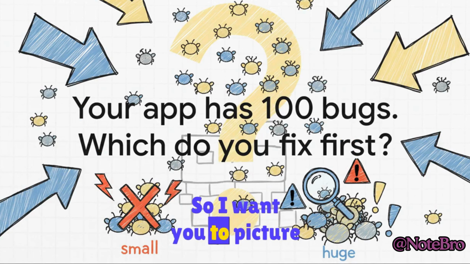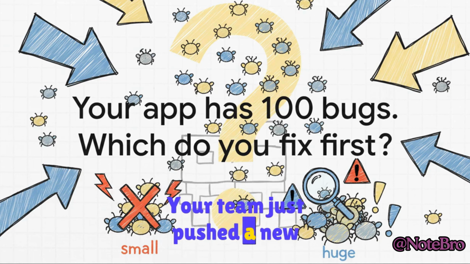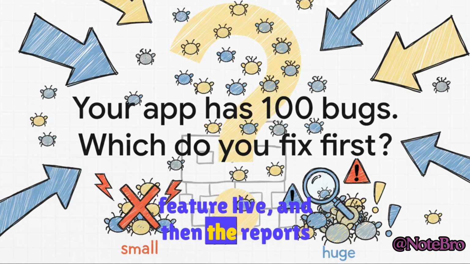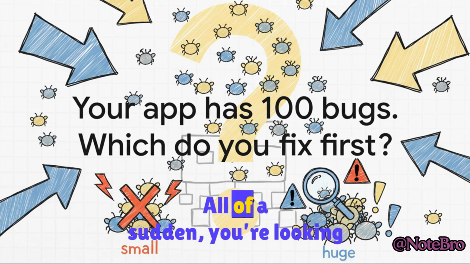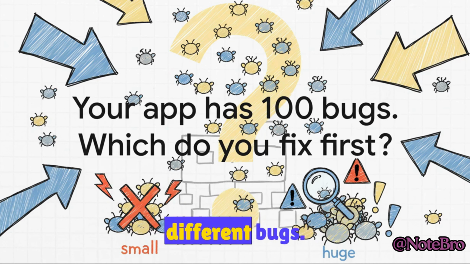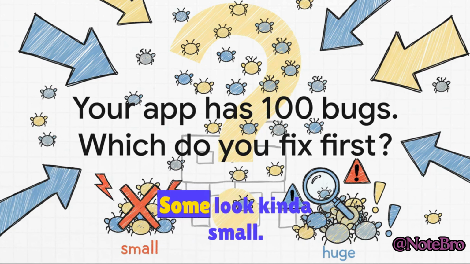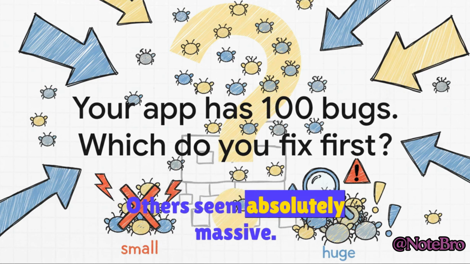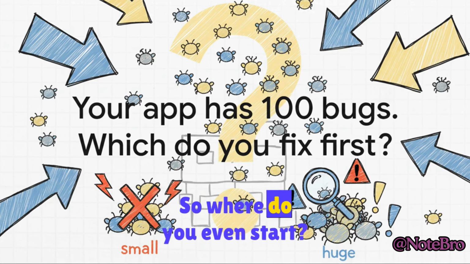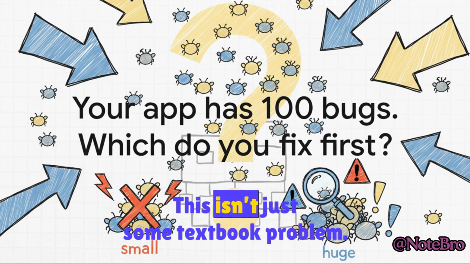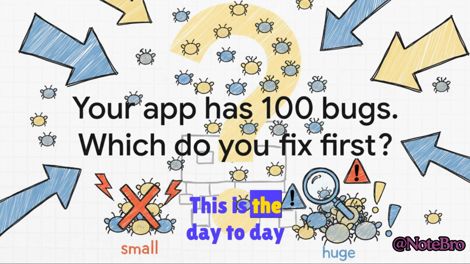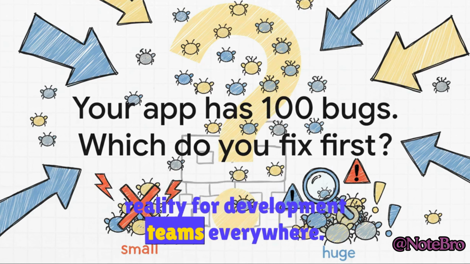So I want you to picture this. Your team just pushed a new feature live, and then the reports start rolling in. All of a sudden, you're looking at a list of 100 different bugs. 100. Some look kind of small, others seem absolutely massive. So where do you even start? This isn't just some textbook problem. This is the day-to-day reality for development teams everywhere.